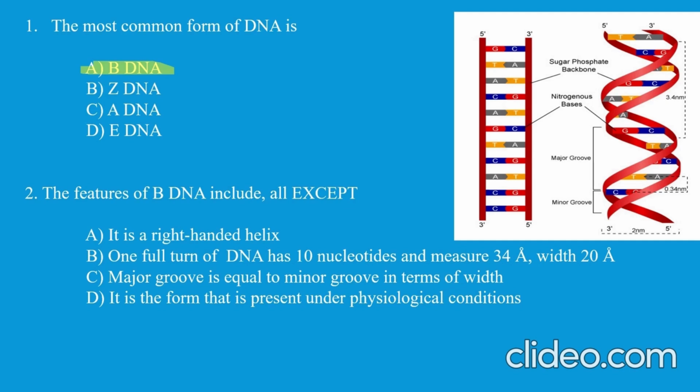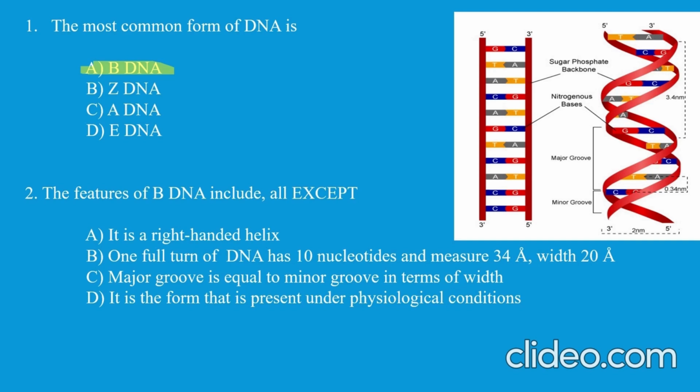Okay, next question. The features of B-DNA include all except whatever structures you are seeing is the structure of basically B-DNA. Here you can see that it is a right-handed helix. So the first option is correct, that is right-handed helix. Second is one full turn of DNA has 10 nucleotides and measures 34 angstrom and width is 20 angstrom. You can see that is the one full turn of DNA. How many nucleotides? That is the 10 nucleotides. Its length is 3.4 nanometer and the width is 20 angstrom or 2 nanometer, right?